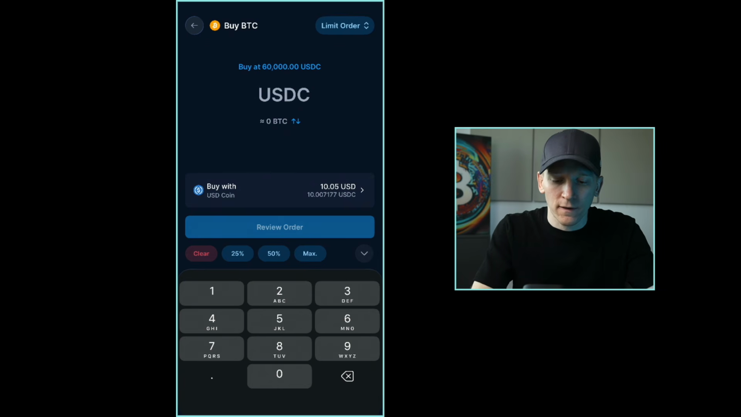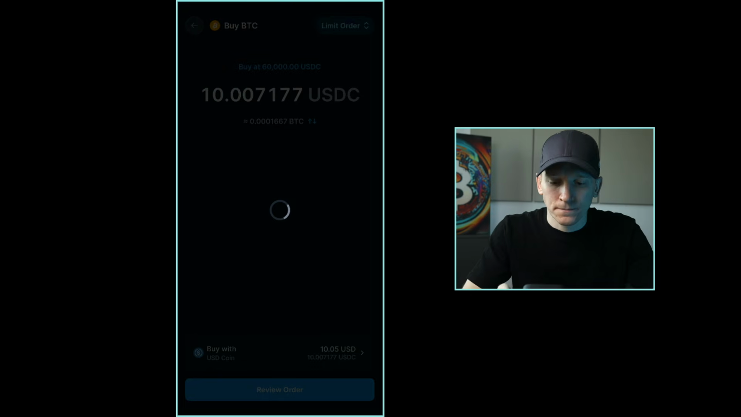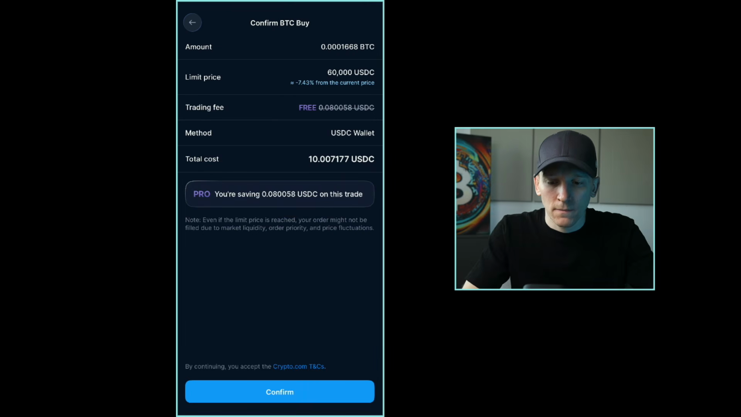If you click buy with USDC, you can choose your payment method, whatever that is. I'm going to choose max and press review order. Review everything here. You can see the transfer that will happen, 60,000, which is minus 7% from the current price. Any trading fees, going to press confirm down at the bottom. And that order will go in.